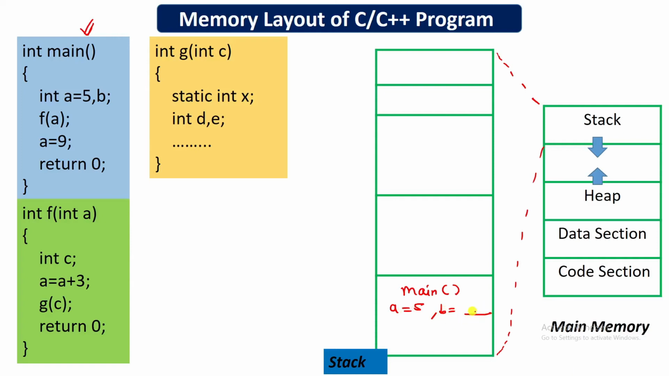It will be stored. So I'm not writing anything, let's say this is a garbage value. Now the function call for the f function will be made, right? So from here, what will happen? The f function is called.